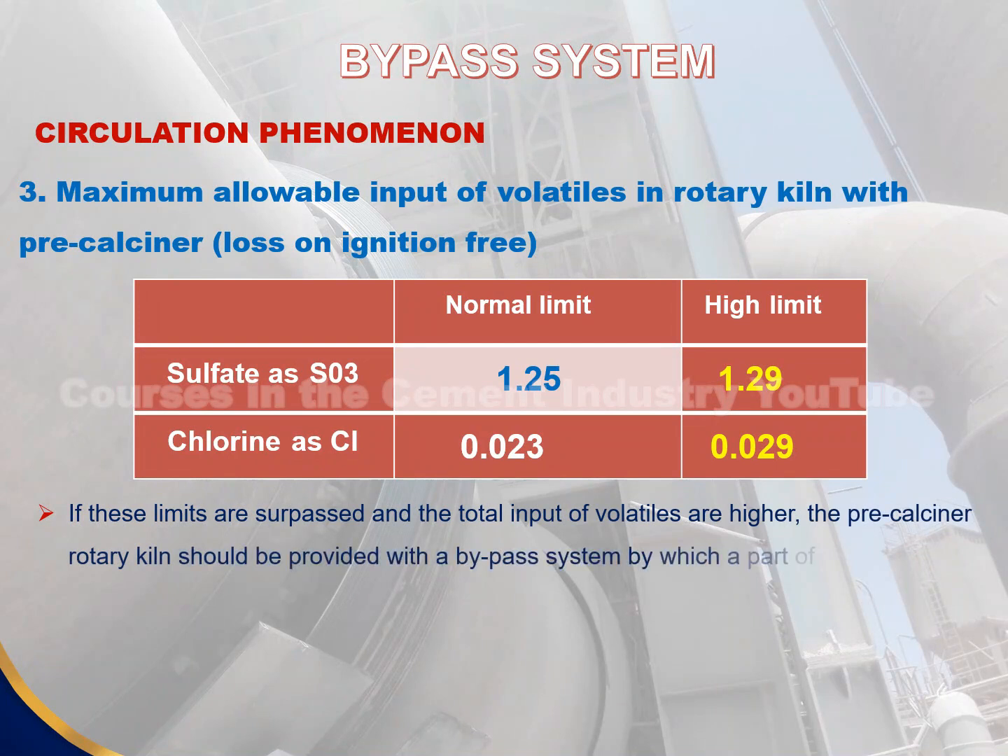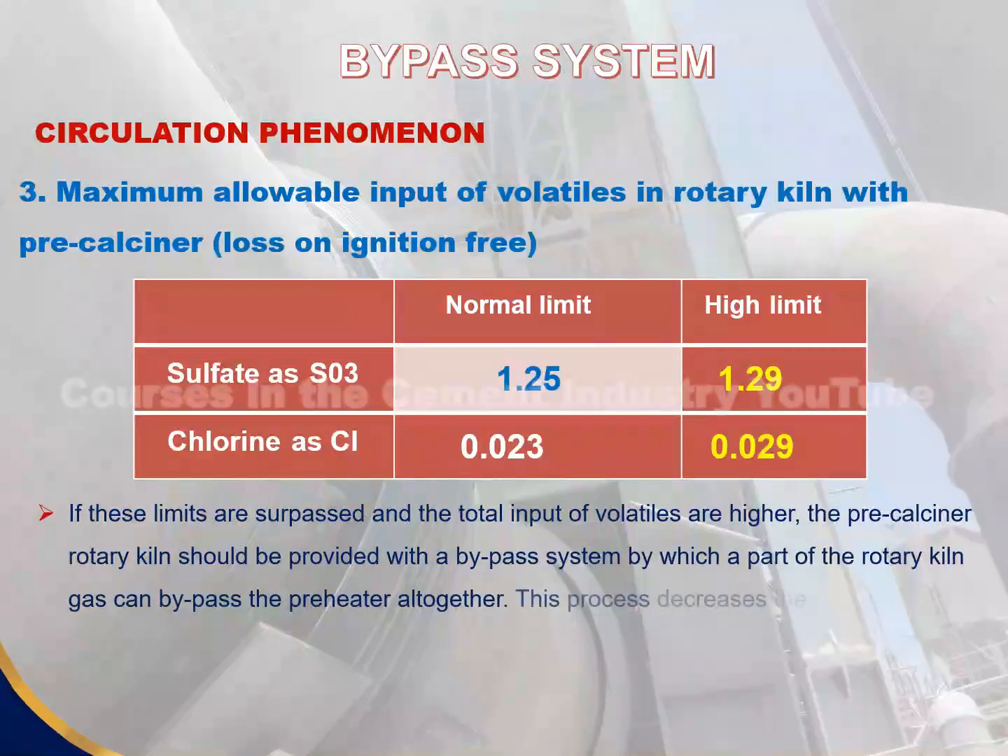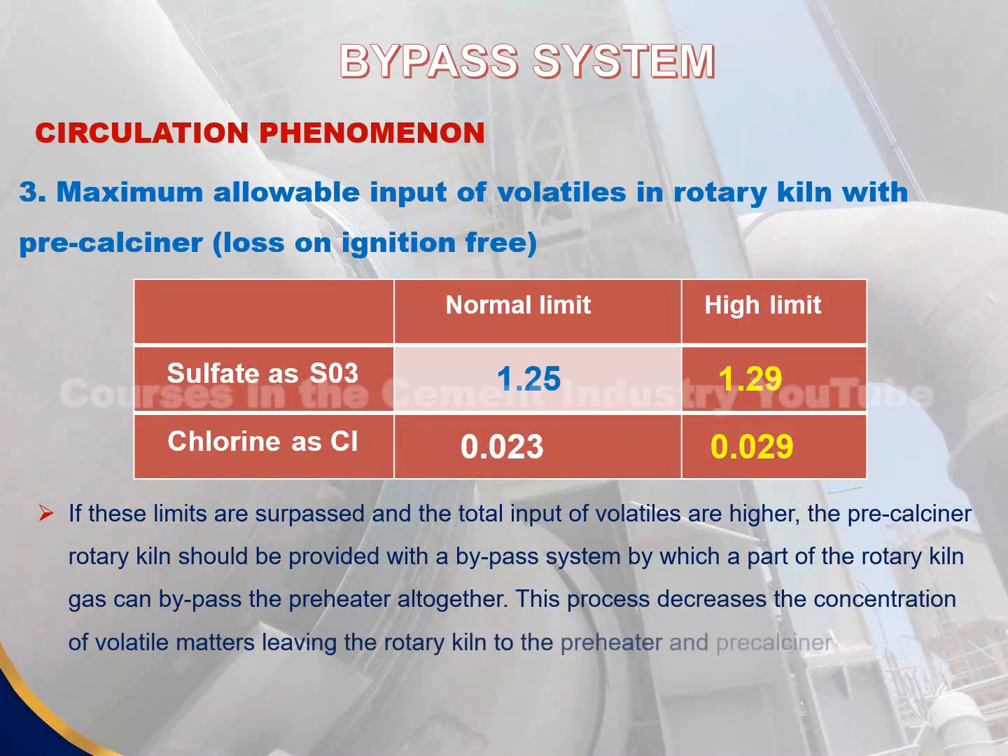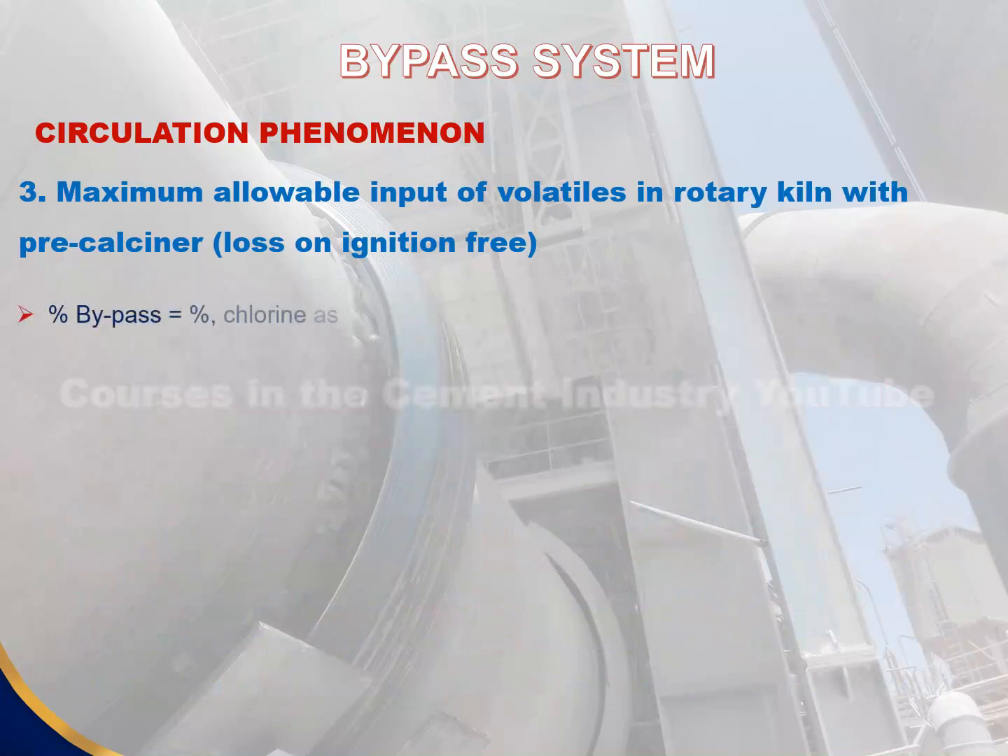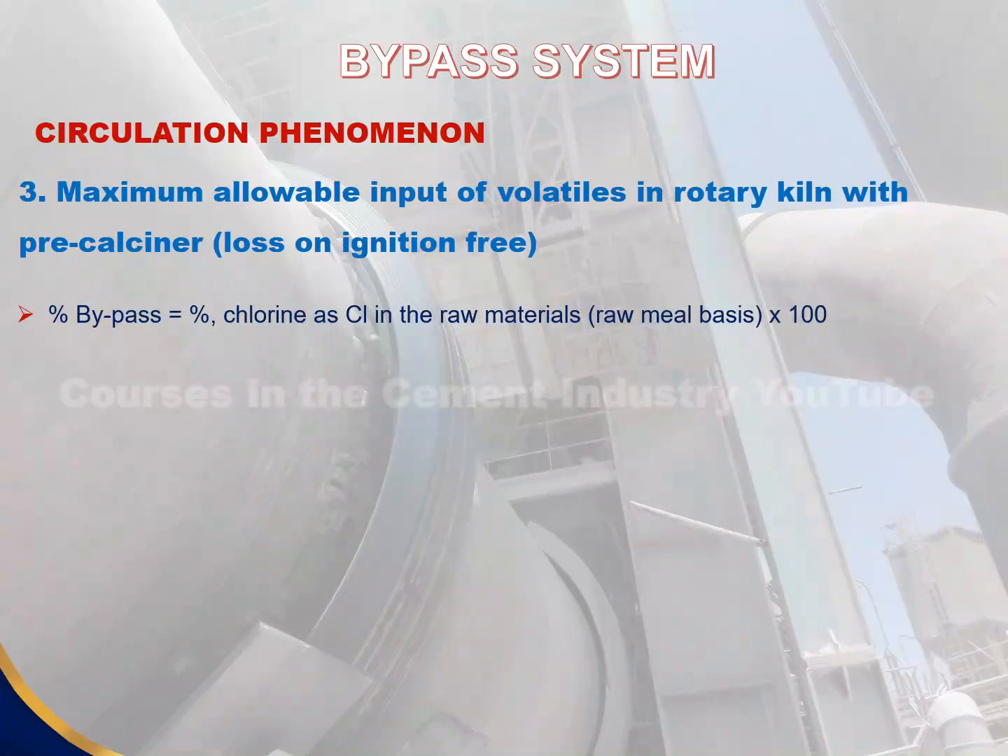with a bypass system, by which a part of the rotary kiln gas can bypass the preheater altogether. This process decreases the concentration of volatile matters leaving the rotary kiln to the preheater and precalciner. The bypass percentage of the rotary kiln gas can be calculated in the following way. Percent bypass equals percent chlorine as Cl in the raw materials, raw meal basis, multiplying 100.